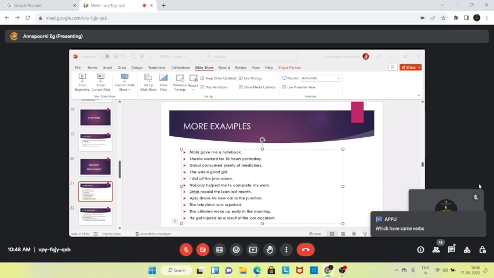Appu, which have same verbs? Same verb you are asking, that V1 and V3? Just a minute, Appu, just a minute.